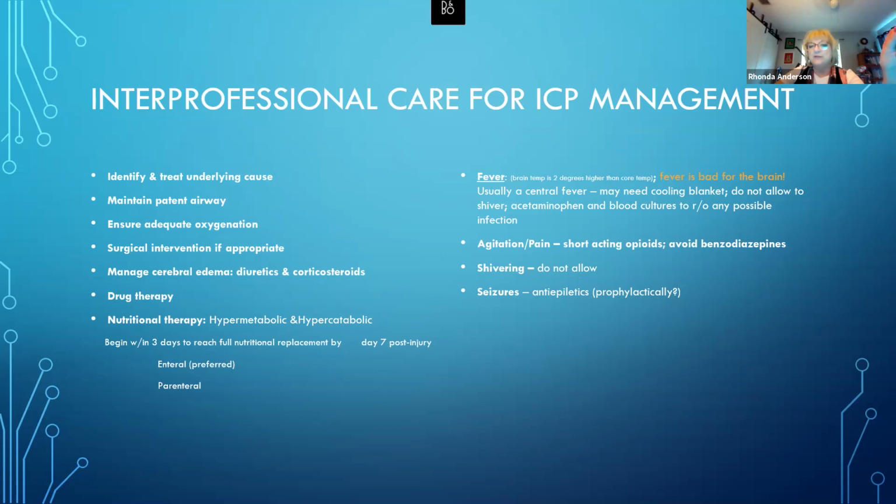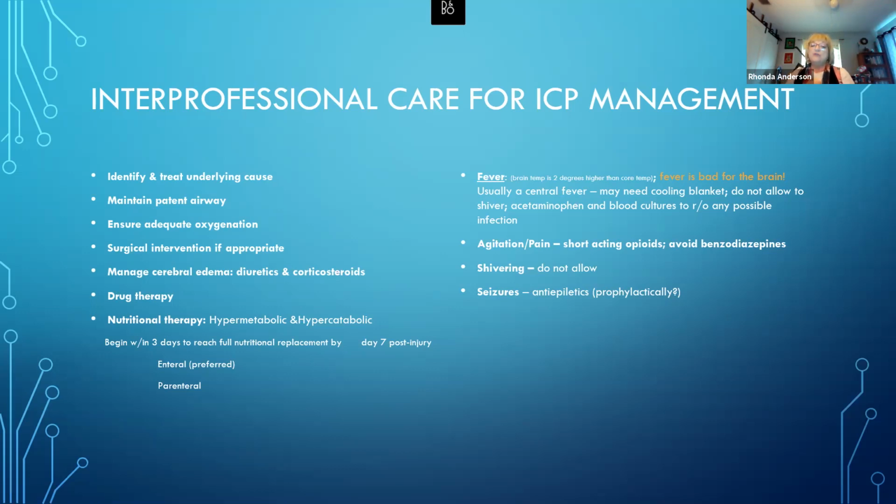Shivering, we already talked about not to allow it. And then seizures, anti-epileptics are used for that, whether it's Keppra or Dilantin or fosphenytoin. Some physicians will give that prophylactically, some will not. Now, if a patient had a witnessed seizure, say when they came in the ER or at the scene by EMTs, then they will definitely be put on those prophylactically to prevent any other seizures. But if they haven't had a seizure, some physicians won't start it unless they have to. So that's a maybe, maybe not.